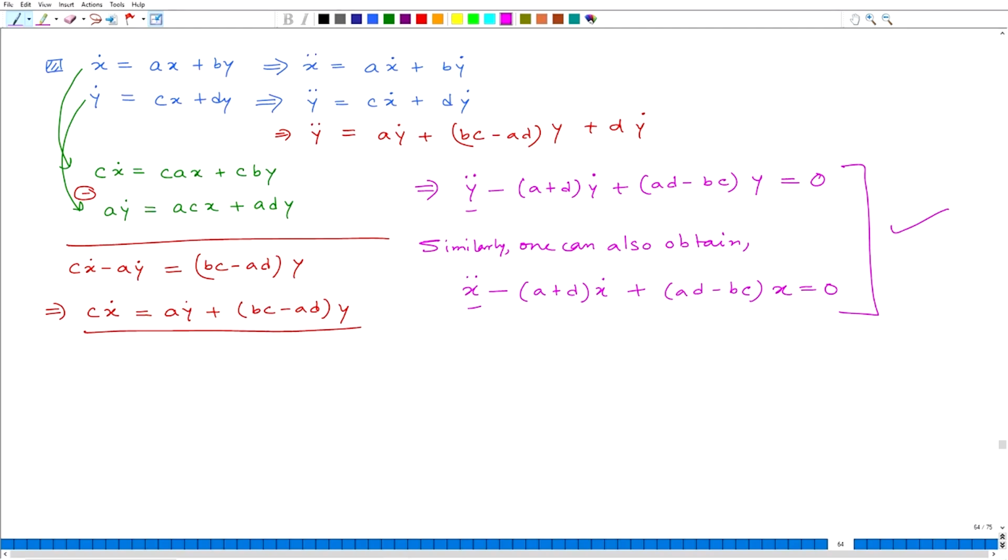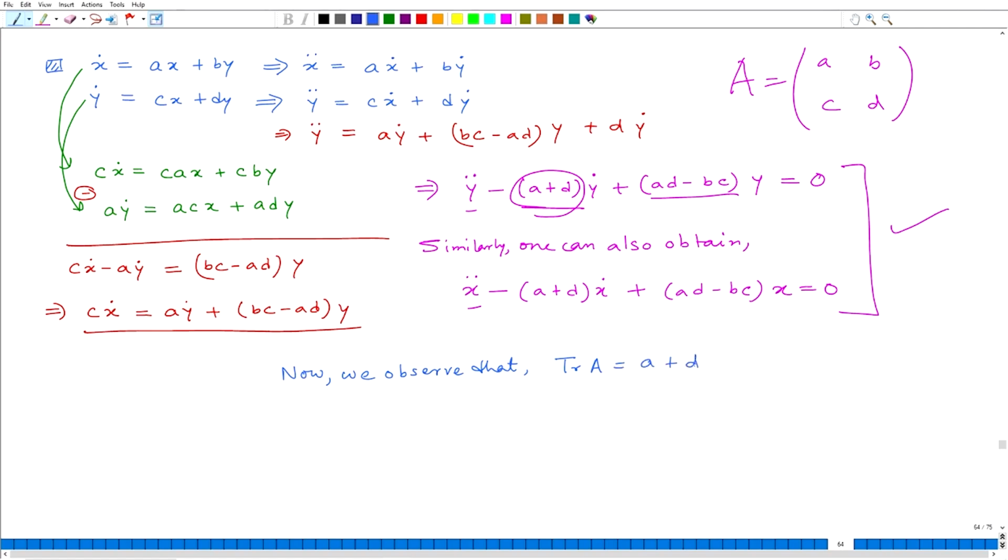The message is in what a plus d is and what ad minus bc is. You have the matrix A, which is given by a, b, c, d. So, a and d, when they are summed up, give you the trace of A. So, we observe that trace of A is equal to a plus d, and the determinant of A is ad minus bc.